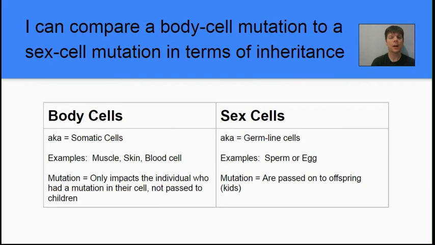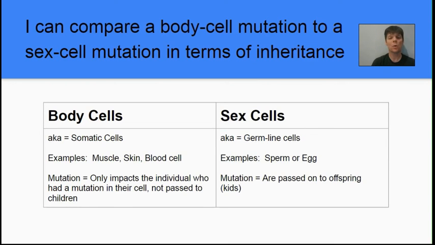Our next learning target is to compare a body cell mutation to a sex cell mutation in terms of inheritance. So let's talk about body cells first. These are also known as somatic cells. Some examples of somatic cells include muscle cells, skin cells, and blood cells. Now, if we have a mutation in a somatic cell, it's only going to affect the individual who has that mutation in their cell. They would not pass this mutation on to their children.